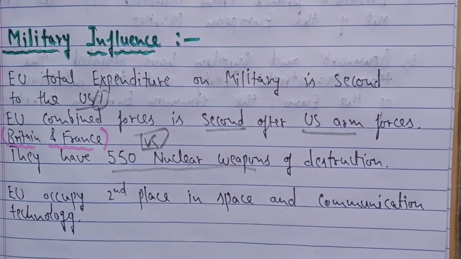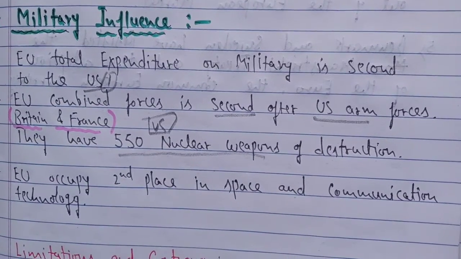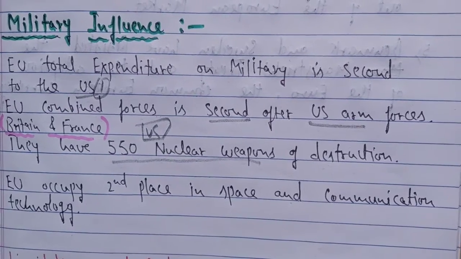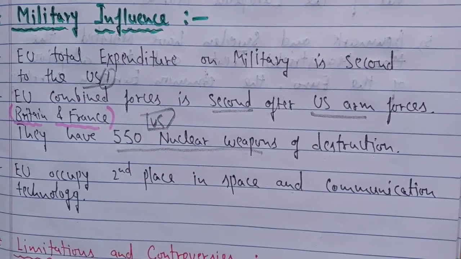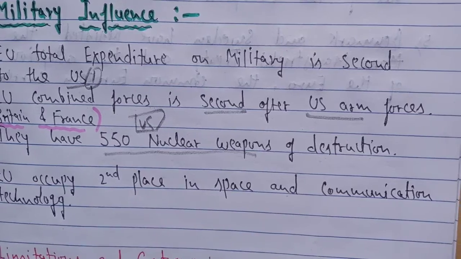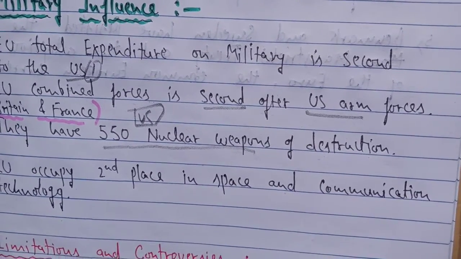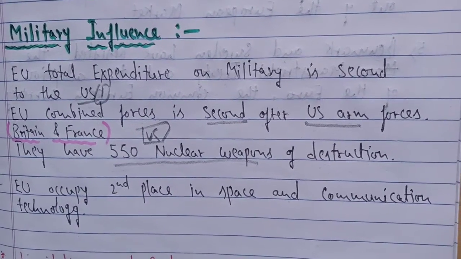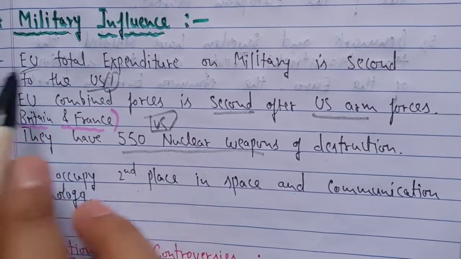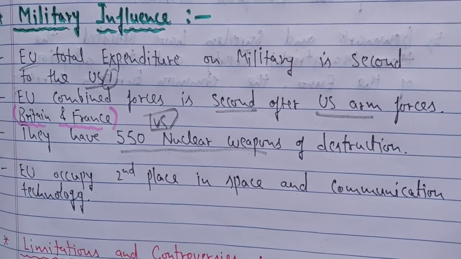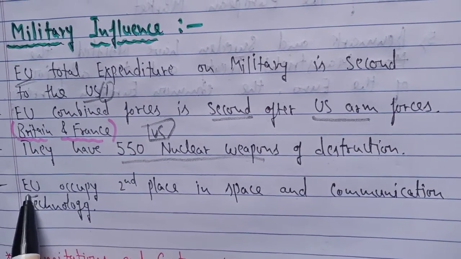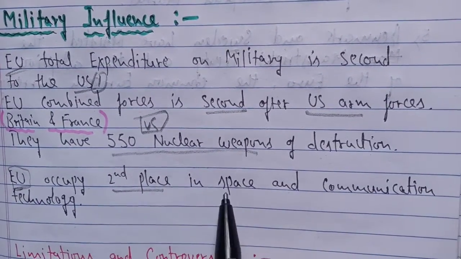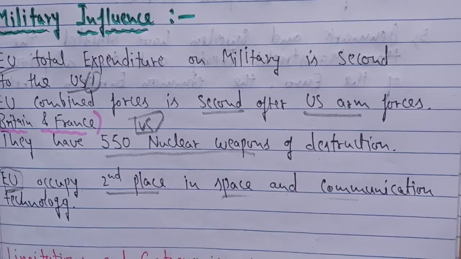Previously, after the disintegration of the USSR, there was no organization, no union or group to challenge the power of the US. But now, after reading the economic influence, military influence and political influence, we can say that at least in the world arena there were certain alternative centers of power in the form of the European Union, which was giving a challenge and competition to the US somehow. And the last is space, communication and technology. The countries of Europe occupy second place here also, after the US.